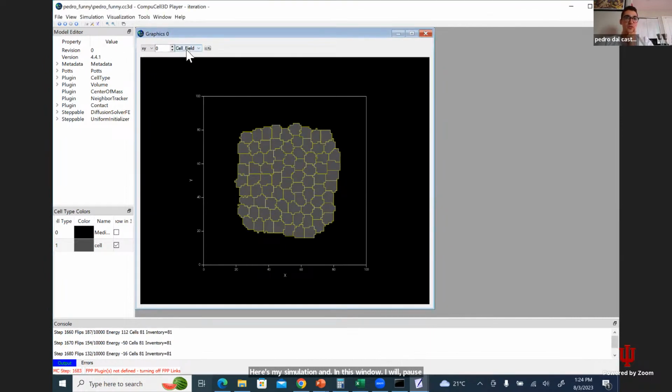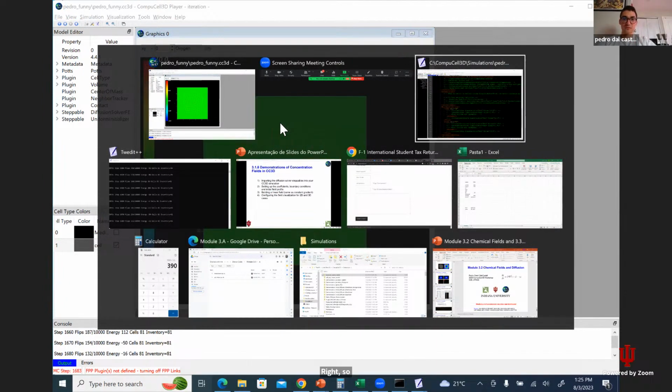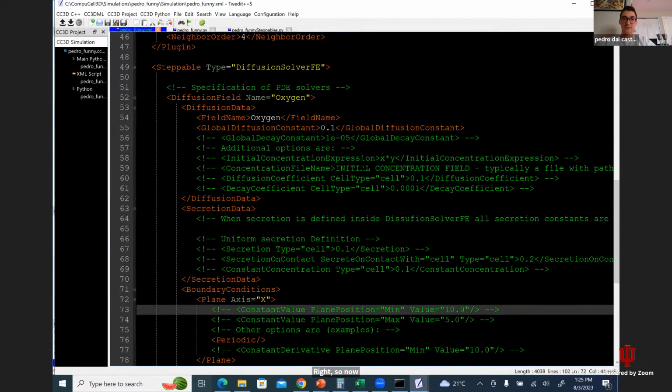In this window, you are seeing the cells. So it's saying cell field here in the graphics window. You click the drop-down menu and you can view your scalar field as well. So let's click on the oxygen. Now we can see our oxygen field. And from this color scale, we can see that it's green, so my field is set to 0, so I have no field here, right?